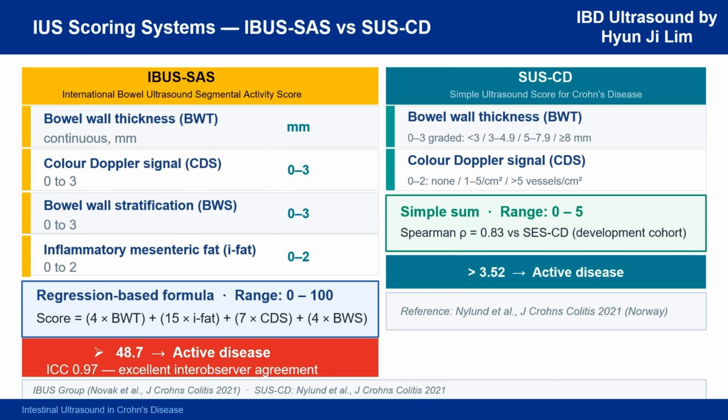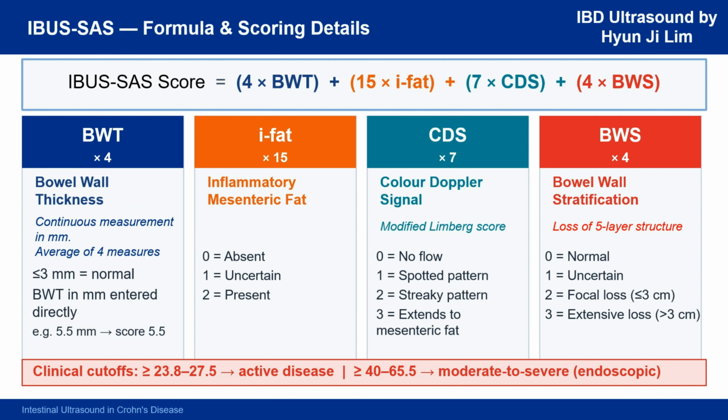SUS-CD, the simplified ultrasound score, is simple. Just two parameters, wall thickness and Doppler, summed simply on a 0 to 5 scale, with a cutoff of 3.52 for active disease and strong correlation with the endoscopic SES-CD. In short, IBUS-SAS is comprehensive and SUS-CD is fast and practical at the bedside.